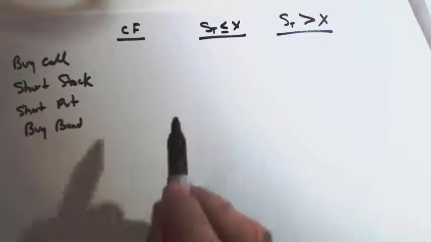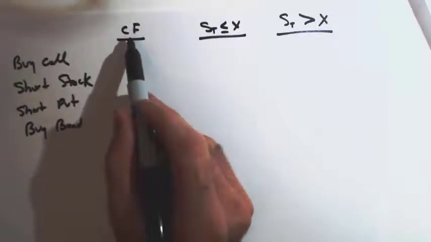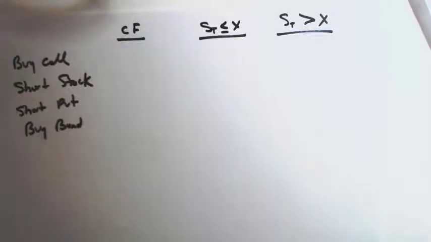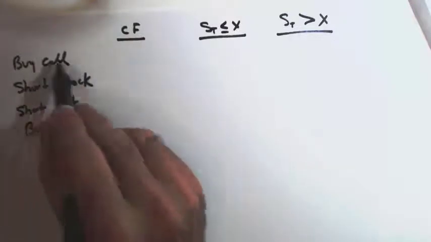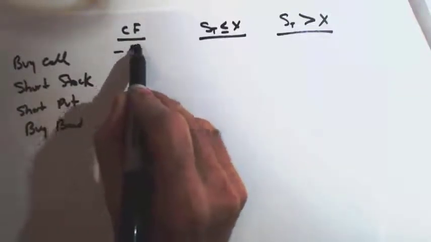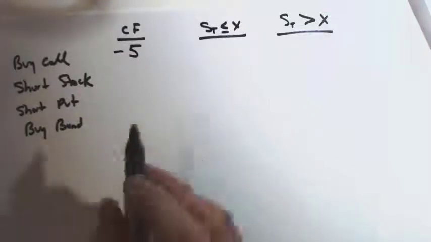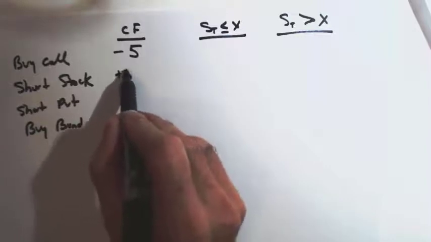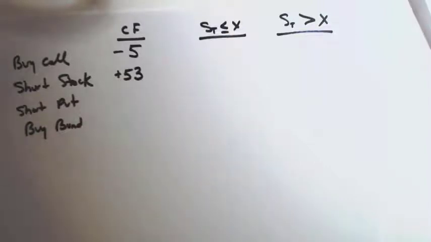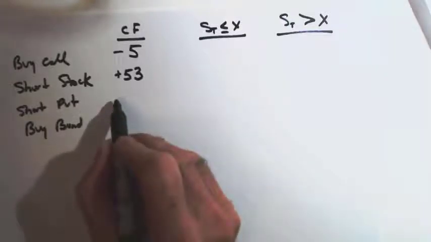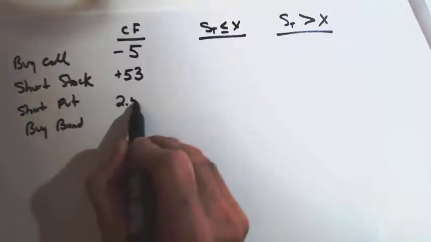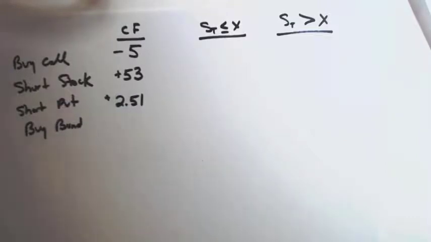So now let's look at what happens here. I put it here so it tells me how much cash I'm shelling out. When I buy the call, I'm going to pay $5, so my cash flow is negative $5. If I short the stock, I'm going to get the $53, the stock price. That was the stock price, just above in the first example of stock. So I'm going to collect $53 in cash. I'm going to sell the put, which means I'm going to collect $2.51 from selling the put.